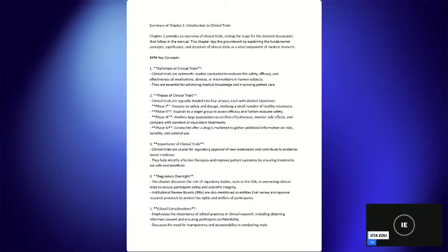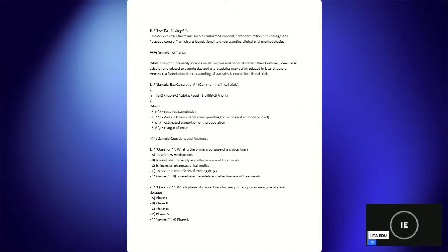What are the ethical considerations in clinical trials? The chapter emphasizes the importance of ethical practices in clinical trials. We have something like good clinical practice, including obtaining informed consent and ensuring participant confidentiality. The ethical considerations also call for transparency and accountability in conducting trials. So we need to make sure that things are done right. There must be accountability, to ensure things are done properly.